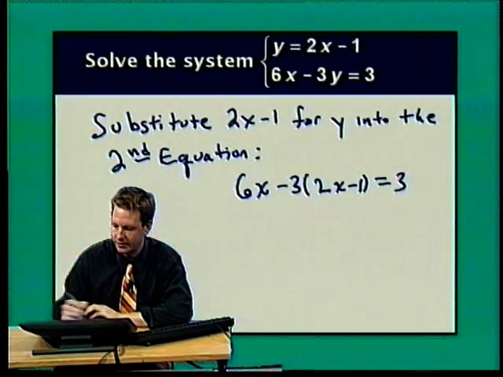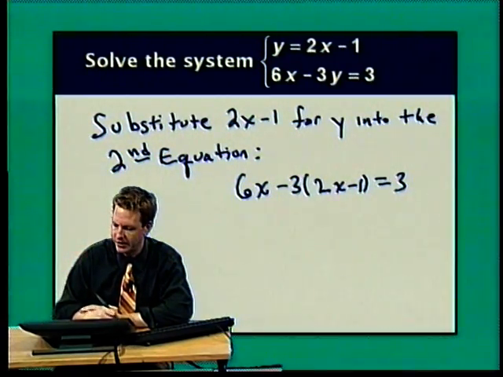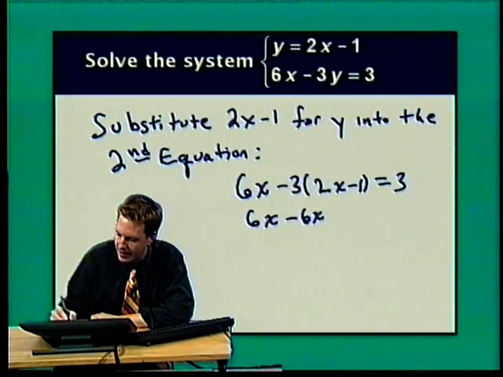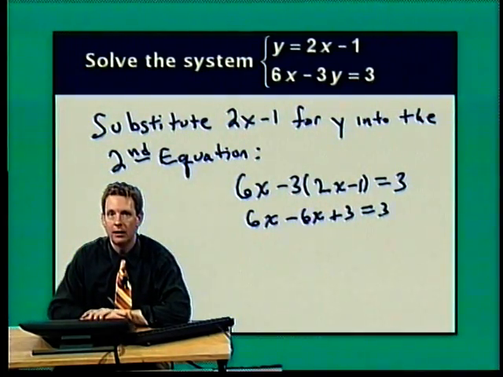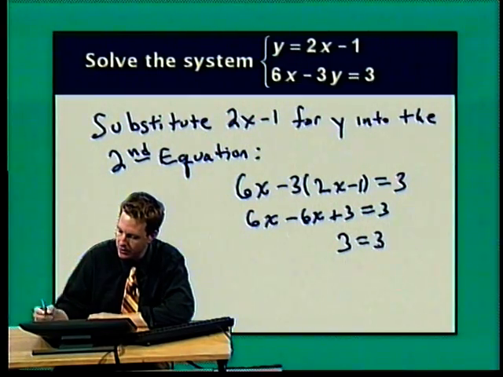Let's solve for x. Distributing the negative 3 through the parentheses on the left turns the left side of the equation into 6x minus 6x. Negative 3 times negative 1 is plus 3. This all equals 3. When I combine my x terms on the left, they go away. They add to 0. And I'm just left with the equation 3 equals 3.